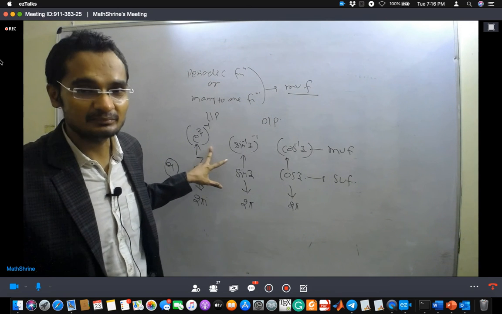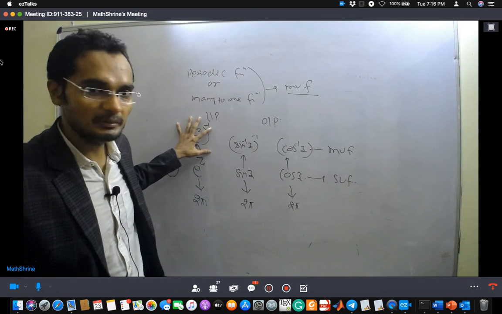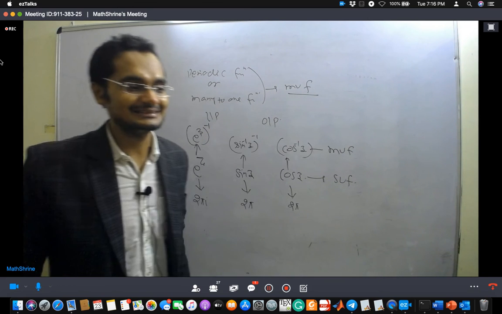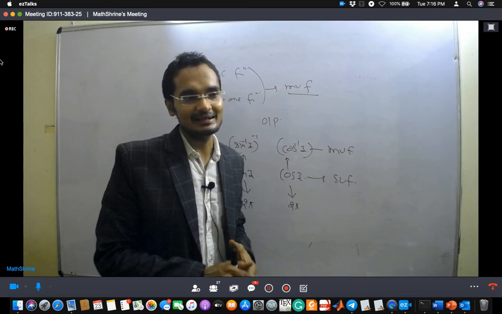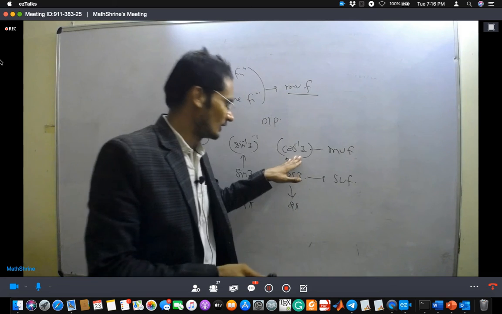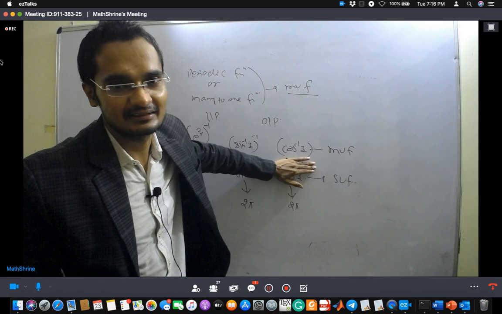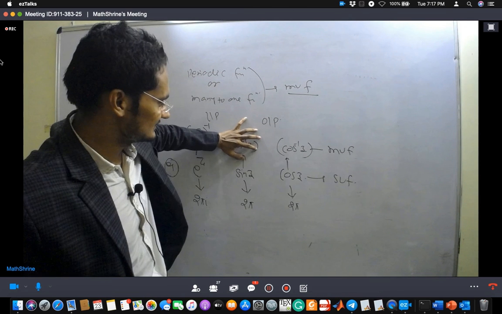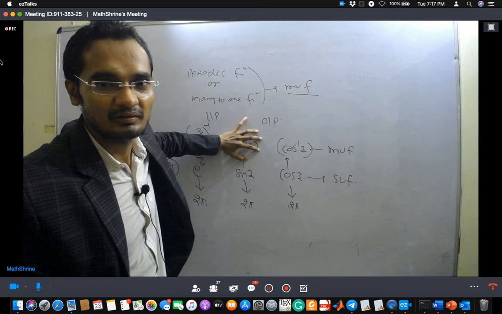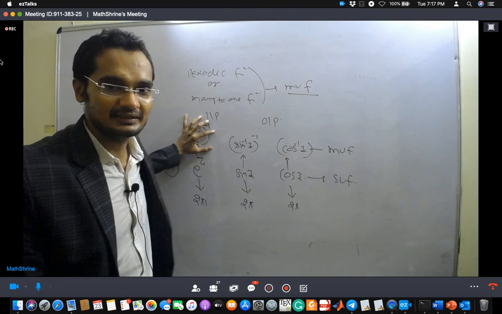But also remember, if it is a multi-valued function and somebody asks about its inverse, this will always be a single-valued function.